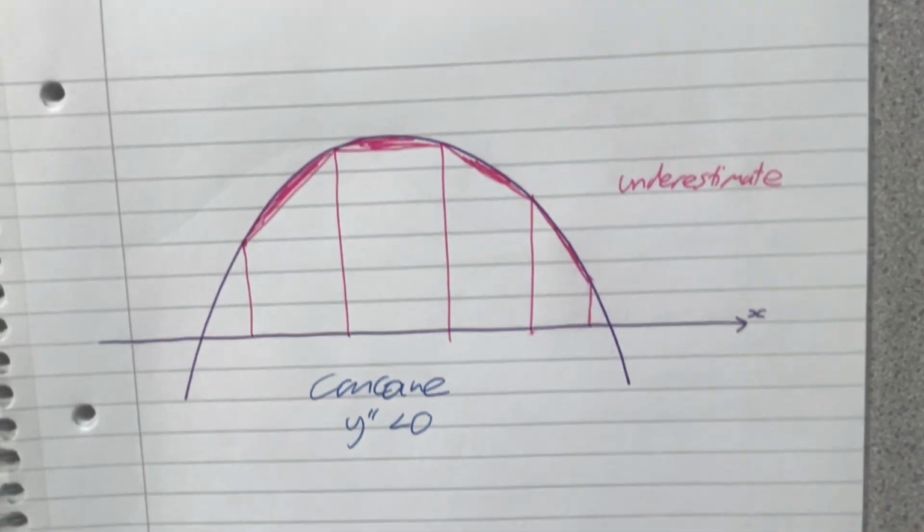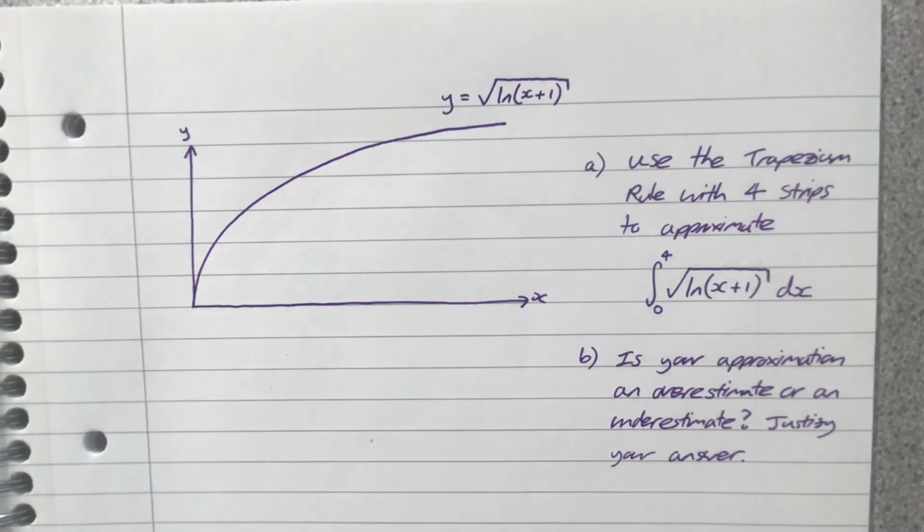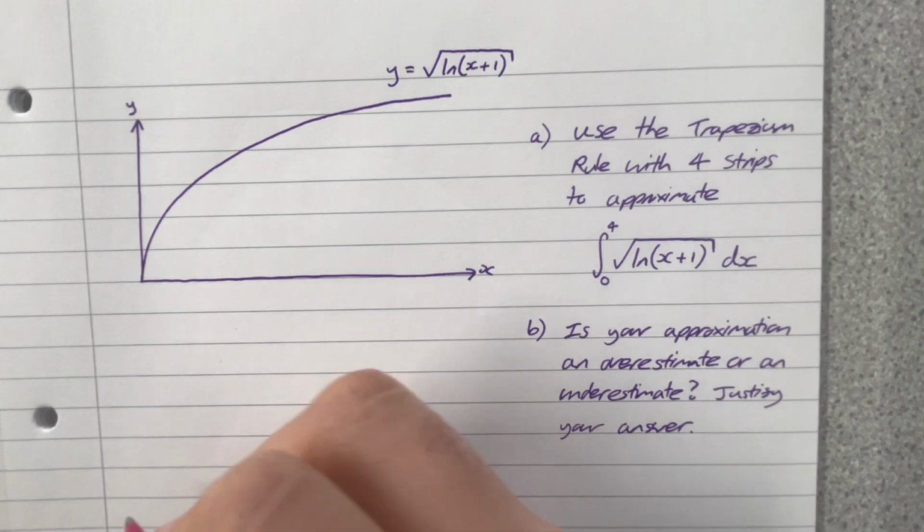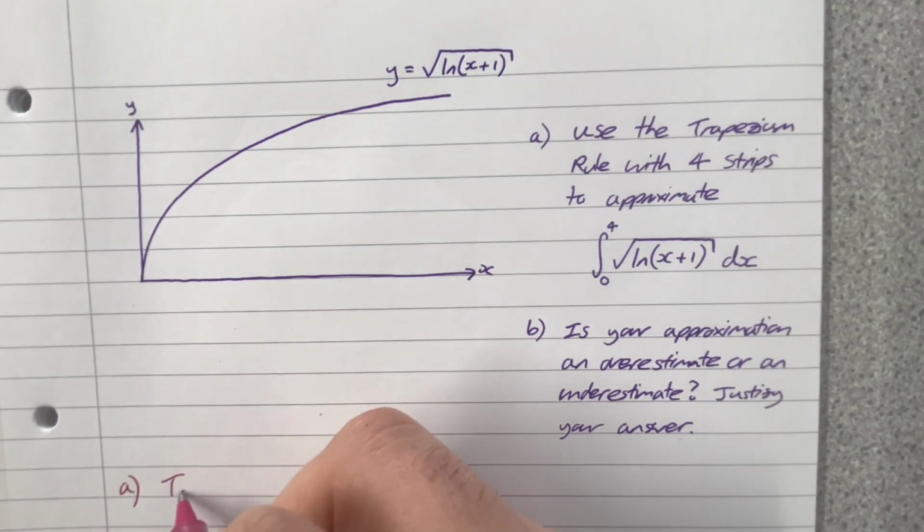Okay, I've got one final question before I finish. Use the trapezium rule with 4 strips to approximate this, which is the integral from 0 to 4 of the square root of log of x plus 1 with respect to x, and is the approximation an overestimate or underestimate. And over here we can see a graph. So let's answer part A first. We're doing 4 strips.